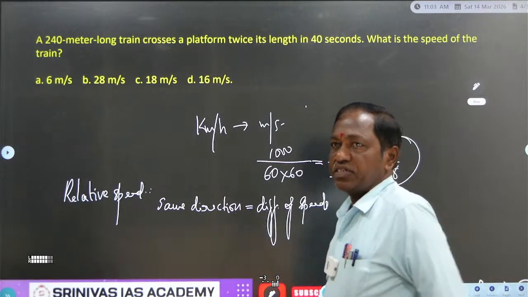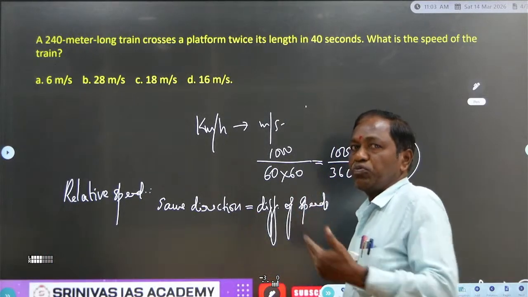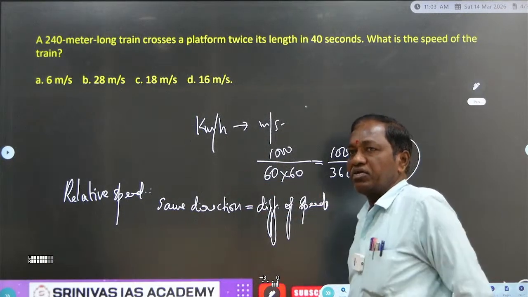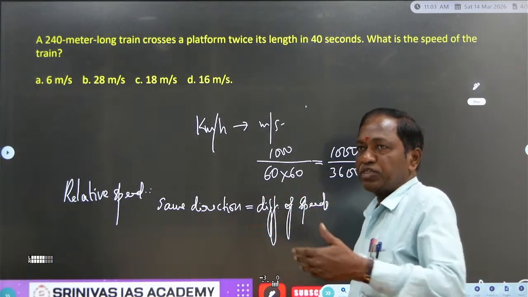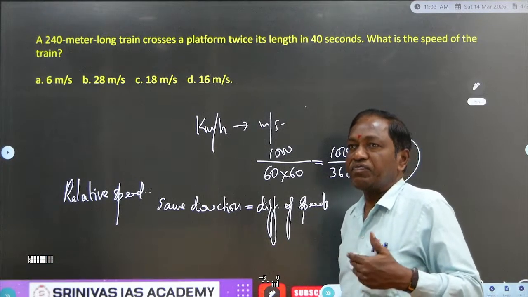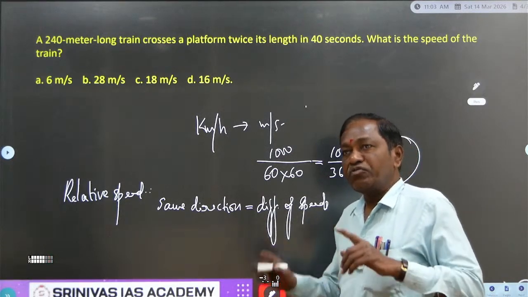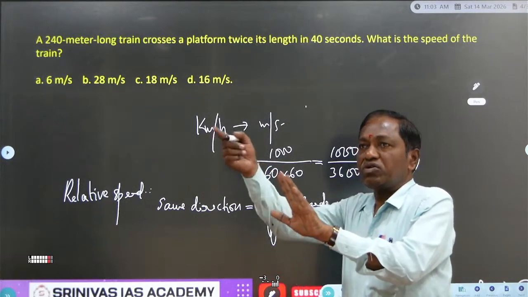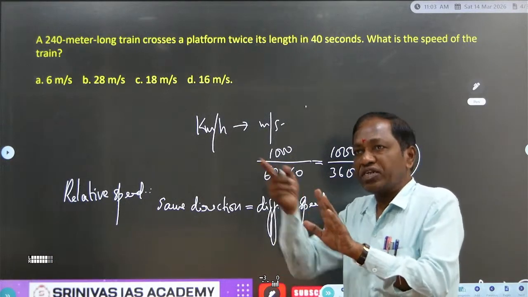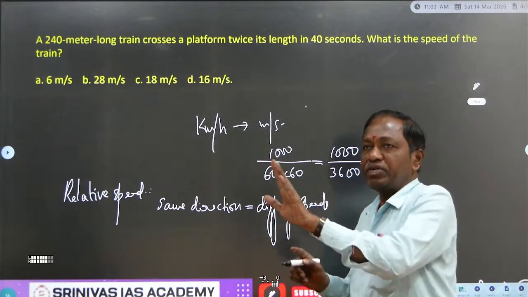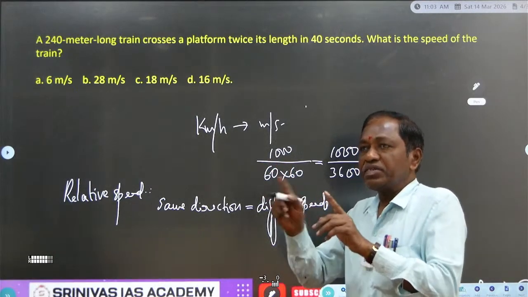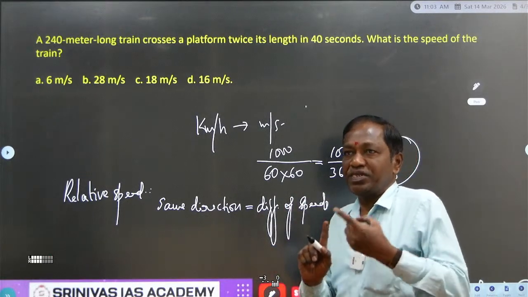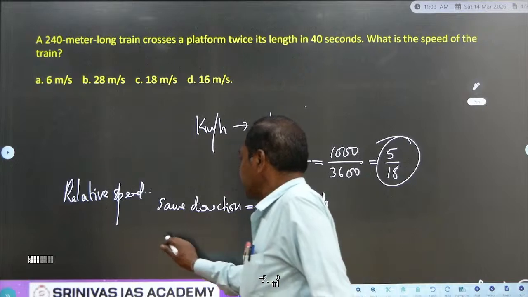In the opposite direction, say for example, you are coming from Tumkur, I am starting from Bangalore. You are coming at 30 kilometers per hour, I am traveling at 40 kilometers per hour. Then in 1 hour, I am traveling 40 kilometers, you are traveling 30 kilometers. 40 plus 30, 70, is reduced from the total distance. So that's why it is the sum of speeds in the opposite direction.